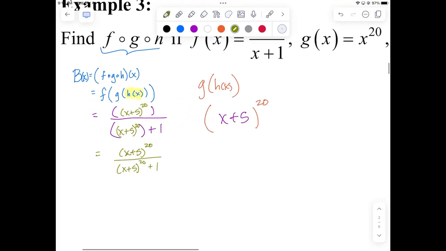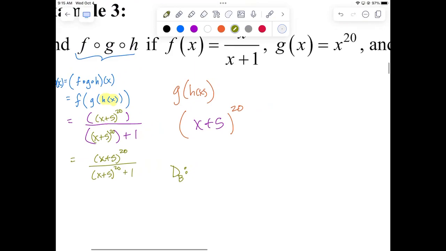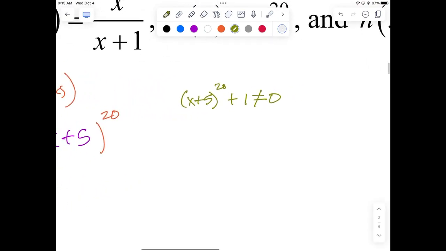Let's go ahead and go one step further because we're all about going above and beyond, aren't we? Let's go ahead and find the domain of b. D sub b, okay? Well, I'm going to do the work over here. I don't have a radical, do I? All I have is the denominator. So the entire denominator, x plus 5 to the 20th plus 1, shall not equal 0. Now, let's solve. It's an equation. So x plus 5 to the 20th shall not equal negative 1.